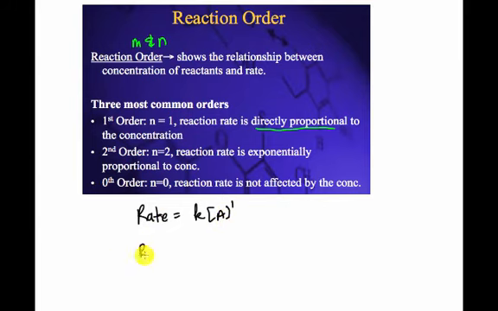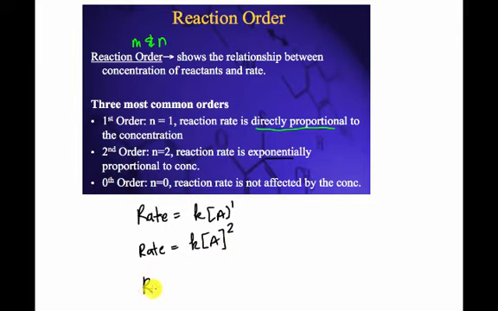Now, if my rate is equal to k times concentration of A, and it's second order, that's what the 2 is. So n is a 2 as opposed to a 1. Well, if I double this, then the rate is going to go up by 4. If I triple this, it goes up by 9. So the rate is going to be affected as an exponential value, right? So we get an exponential change between them.